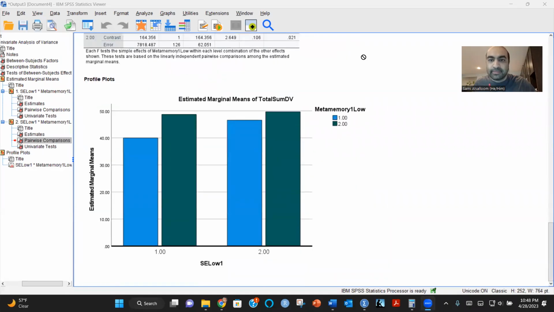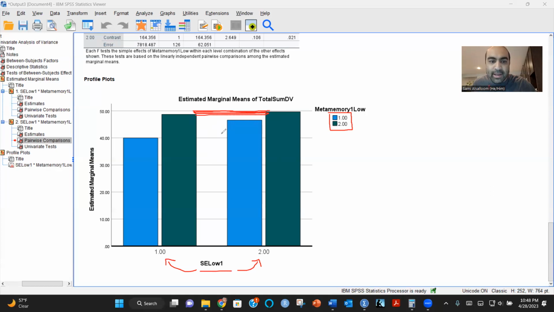And then if we look at the graph here, you can see that difference graphically. So here on the bottom we have the self-esteem, right? On the left side it's low self-esteem, and on the right side it's high self-esteem. And then here in the color-coded part, it's meta memory. Blue is low meta memory, and green is high meta memory. So you can really tell that there's not a huge difference between the green bars, right? If you're looking at green, that's high meta memory, and between low self-esteem and high self-esteem, there's not much of a difference in the green bars, the high meta memory people.